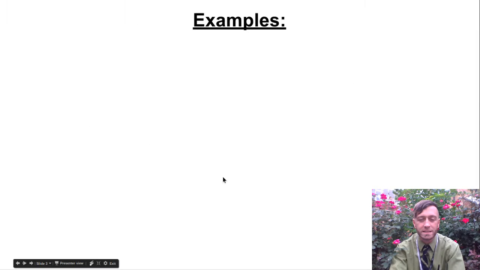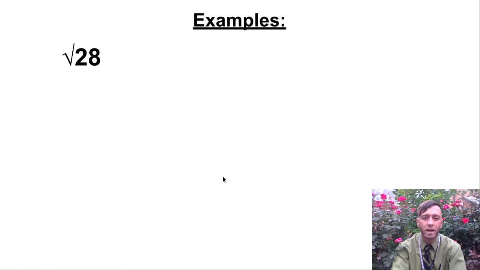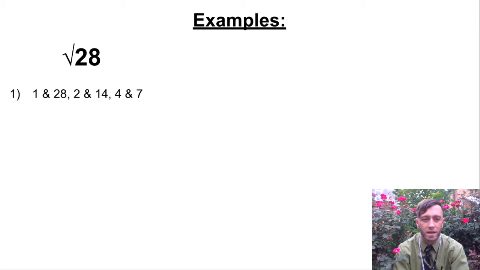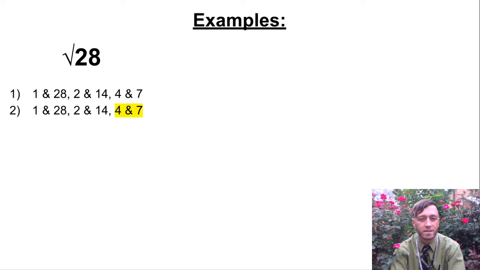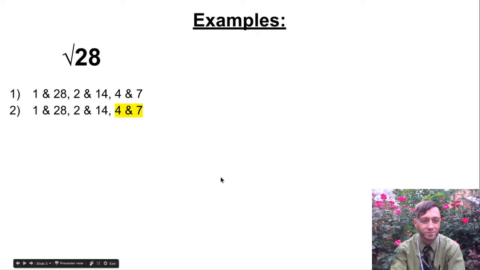So here's some examples. Square root of 28. Step 1, what are the factors? 1 and 28, 2 and 14, 4 and 7. Right, so where's our perfect square? It's going to be 4, so we're going to use our factors 4 and 7. So the square root of 28 is the square root of 4 times the square root of 7. Square root of 4 is 2, so you end up with 2 square root 7.